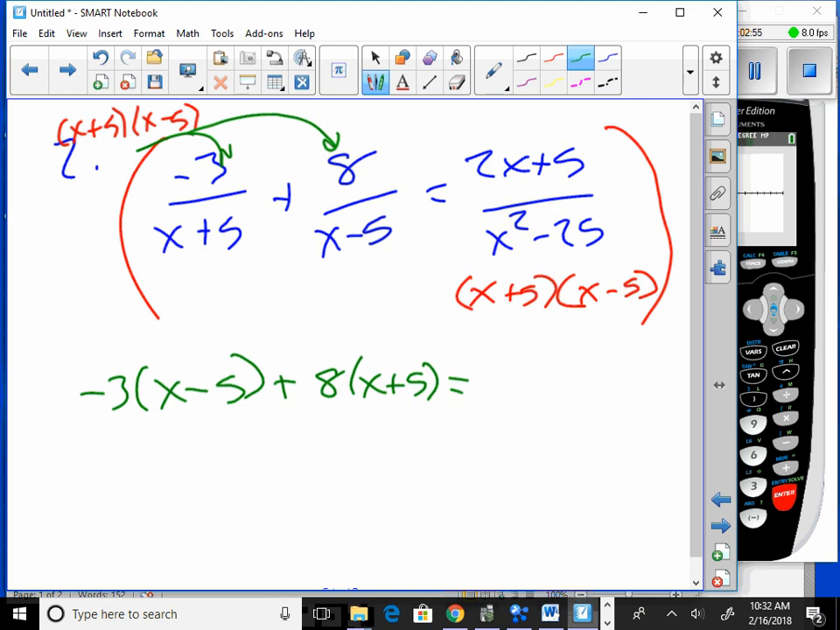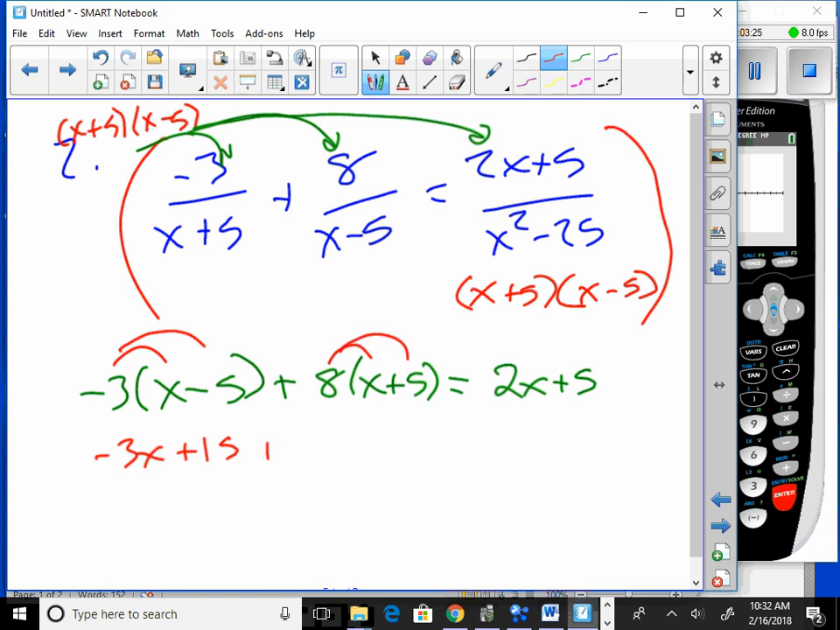And then when I distribute to the last fraction, my x plus 5 cancels my x plus 5, my x minus 5 cancels my x minus 5. So the only thing I'm left with is my numerator, which is the 2x plus 5. Now once I get to that point, all I have to do is distribute and then combine like terms and solve. So distributing the negative 3 in, I'll get negative 3x, and then negative 3 times negative 5 is positive 15. And then distributing in the 8, I will get 8x, and then 5 times 8 is 40, equals 2x plus 5.